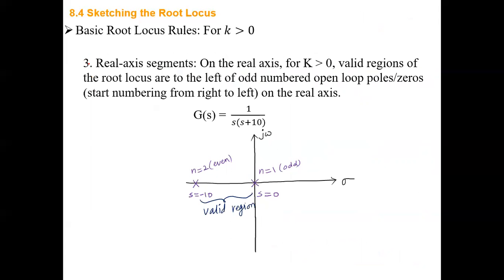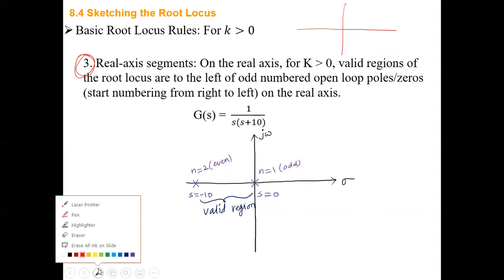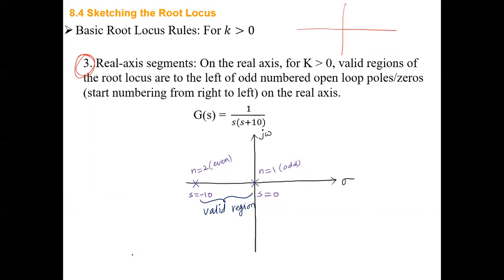Now rule number 3, the real axis segment. Now we know the locus is a line, right? This line might cross the x-axis at some point. Suppose your locus is symmetrical like this, let's say. This locus passes through this point. I'm just talking about this point now, just the real axis point.